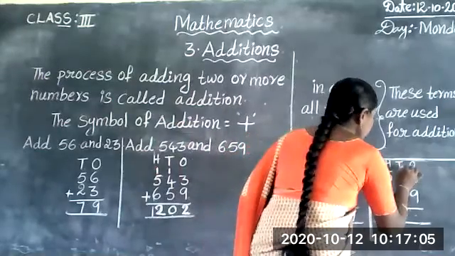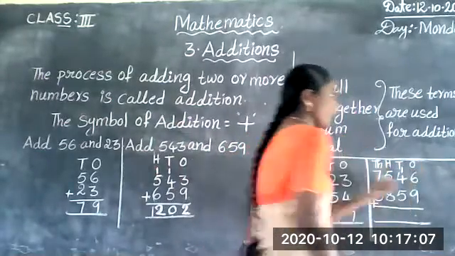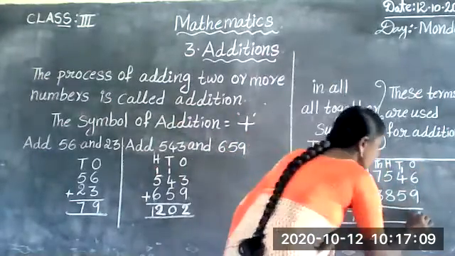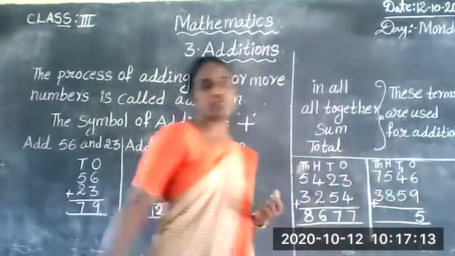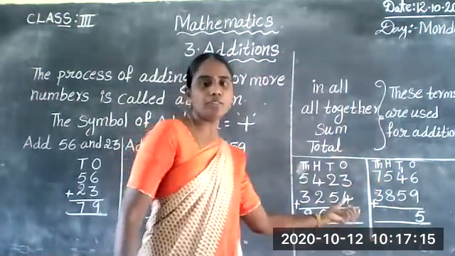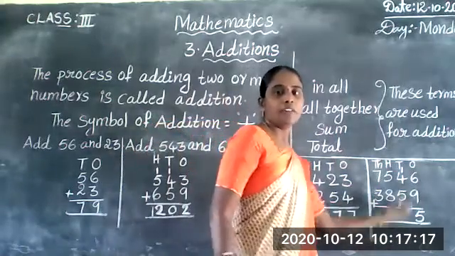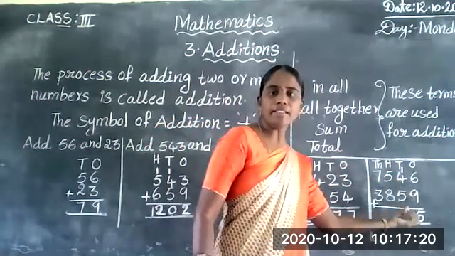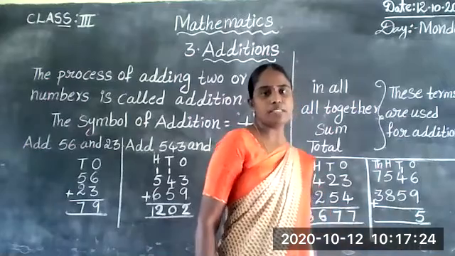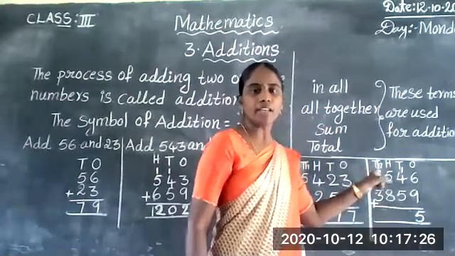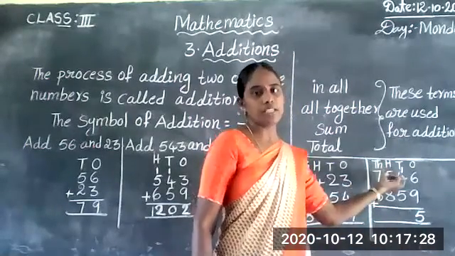So in tens place, take carrying 1, and write 5 down in ones place only. Why? Because we added ones place numbers. That's why we write 5 in ones place. 1 is carrying in tens place.